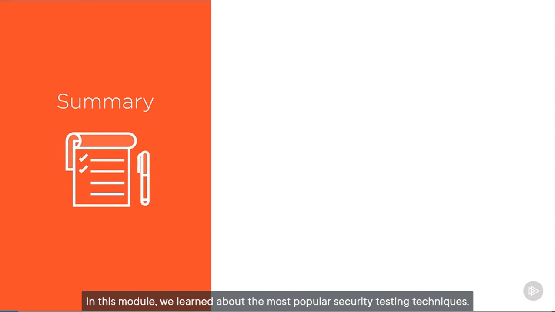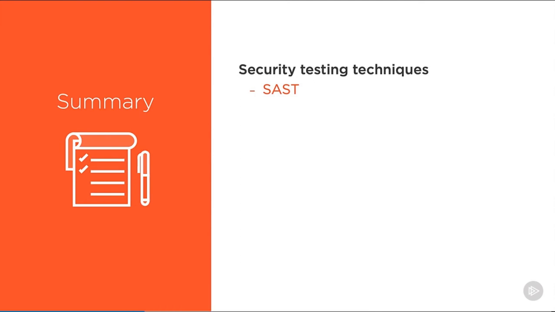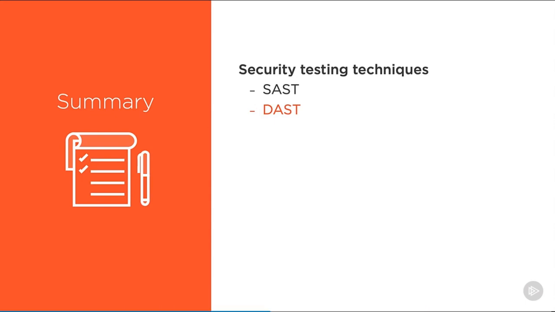In this module, we learned about the most popular security testing techniques. SAST, or Static Application Security Testing, is a technique that focuses on source code analysis. SAST tools look for known bad patterns that can introduce security vulnerabilities. DAST, or Dynamic Application Security Testing, focuses on testing the running application, usually over the network. Test tools send specially prepared payloads to the application and analyze responses to look for signs of successful attacks.